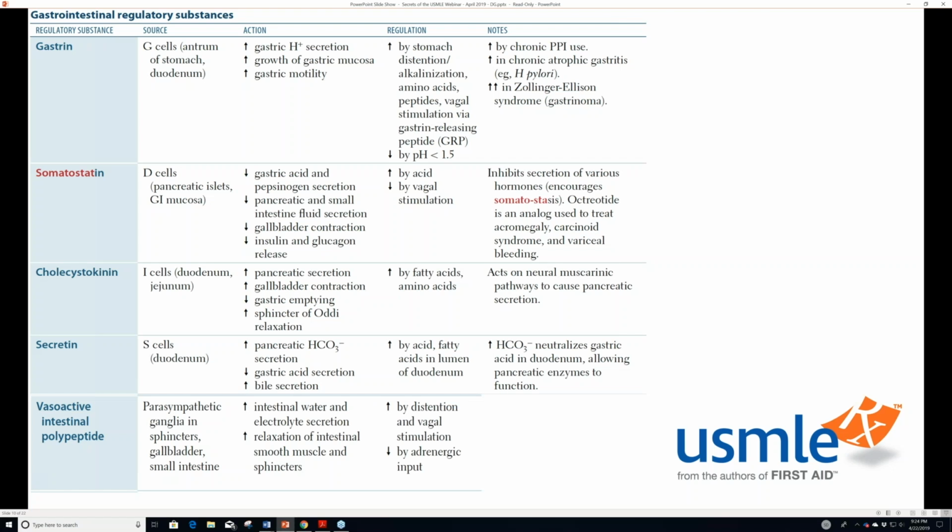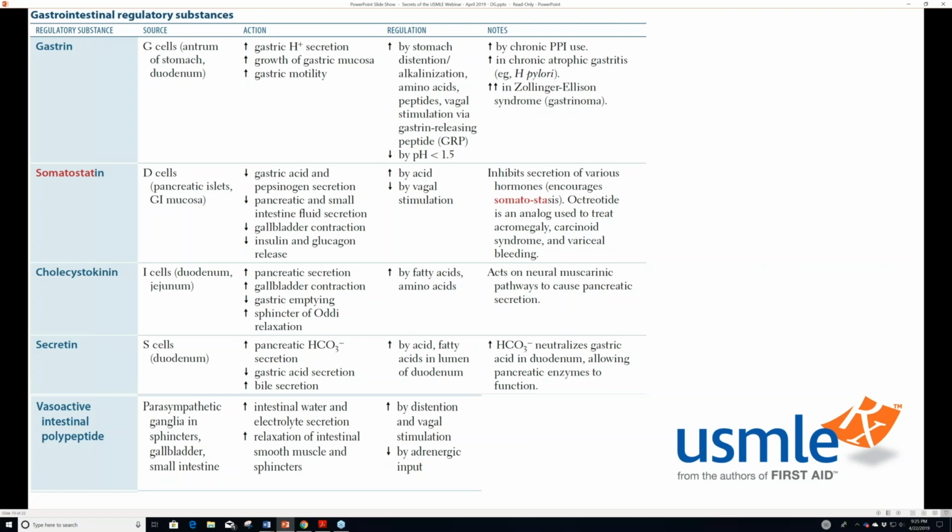It's increased by distension as well as vagal nerve stimulation. So if you have distension of the small bowel, you're going to get increased vasoactive intestinal peptide, as well as if you have vagal stimulation, that's going to lead to increasing your vasoactive intestinal peptide. And then your adrenergic input will lead to a decrease in your vasoactive intestinal peptide release. So if you're running from the bear in the woods that's trying to eat you, you're going to have increased adrenergic input, which will lead to a decrease in your vasoactive intestinal peptide release. Same goes for exercising, same goes if you were wounded, those type things.